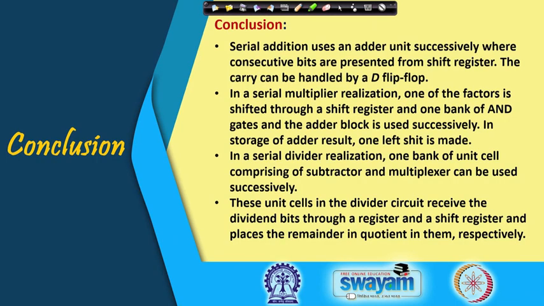Okay. So in the serial divider realization, the one that we have seen, we have a unit cell based approach where one bank of unit cell comprising a subtractor and multiplexer is used in a successive manner. And these unit cells in the divider circuit receive the dividend bits through a register and a shift register, where the shift register introduces the lower 4 bits, and the remainders are stored in the higher bits, that is D7, D6, D5, D4, the way you have seen, and D3 to D0 now is the placeholder for the quotient. Okay.